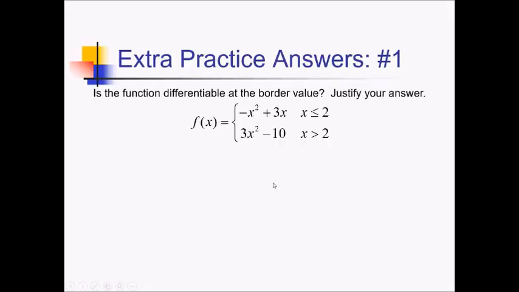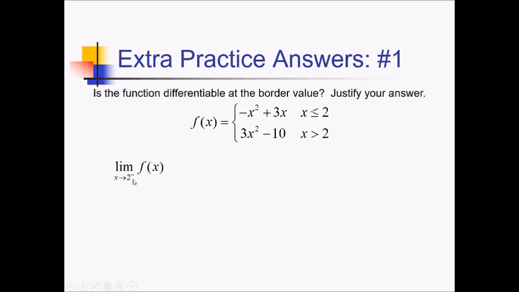On this problem, we want to know if this piecewise function is differentiable at the border value x equals 2. So to test that, we have to first check to see if it's continuous, and then we'll check to see if the limits of the slopes match up. So checking continuity, we first look at the limit as x approaches 2, and for that we have the left and the right side limit.